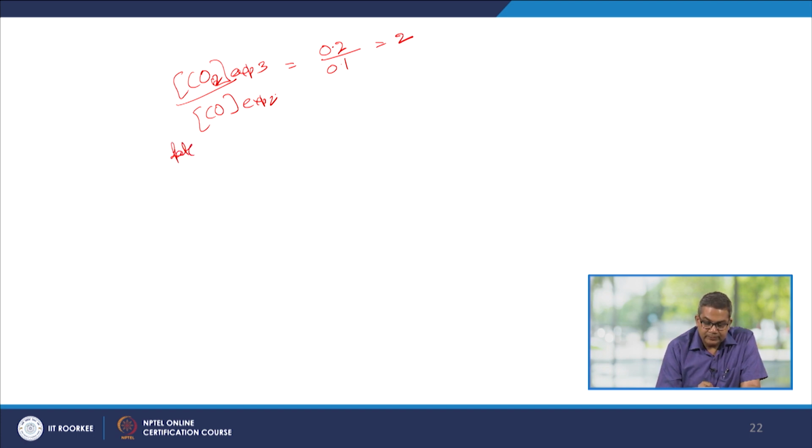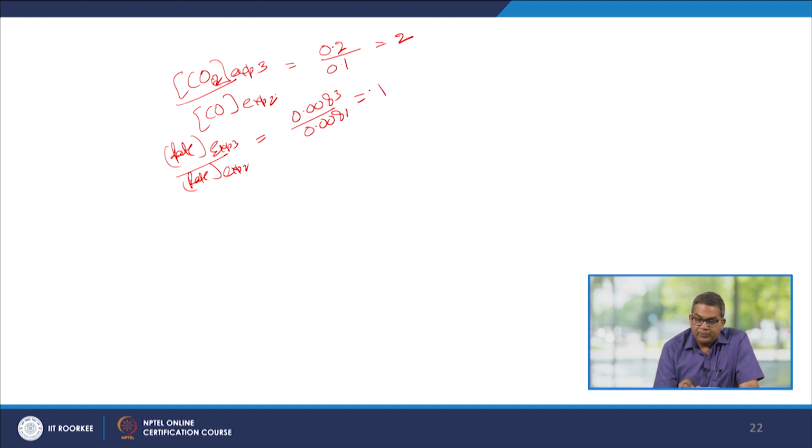So the comparison of concentration and the rate of CO can be given in a similar fashion. Now this is the carbon monoxide, experiment 3 and 2. This is 0.2 over 0.1. This comes out to be 2. And similarly, the rate for experiment 3 over rate for experiment 2, 0.0083 over 0.0081, comes out to be 1.